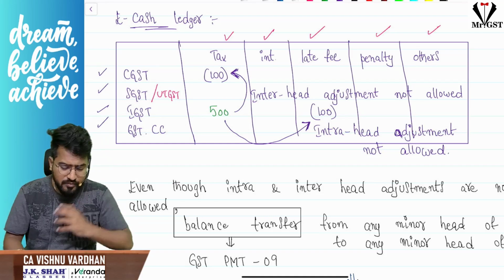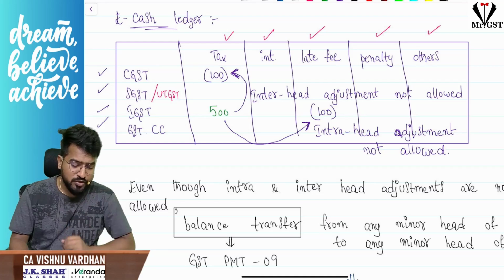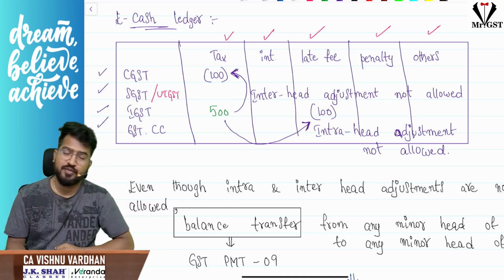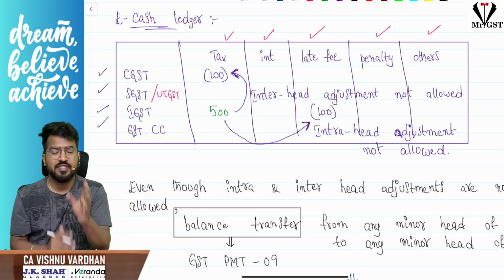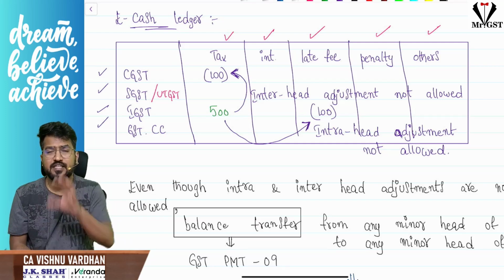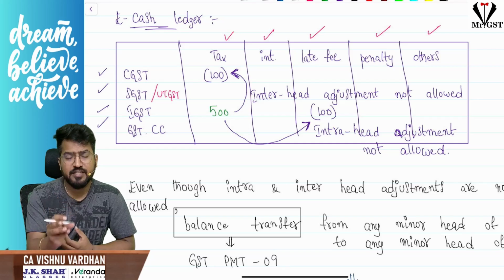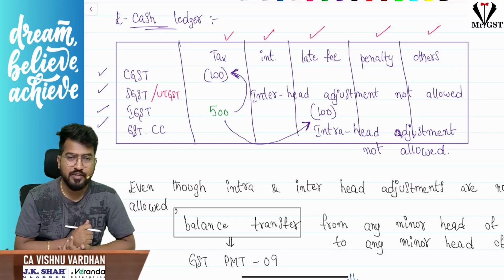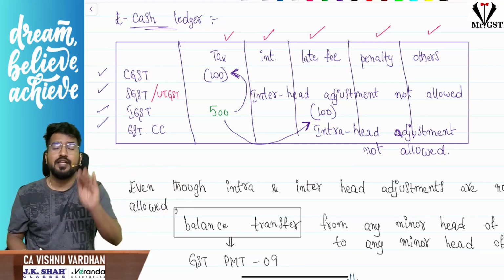These heads we call major heads and minor heads. Suppose you have a liability in CGST tax of 100, but you have money in IGST tax of 500. We cannot use that IGST tax amount for CGST tax. This is not the e-credit ledger, this is the e-cash ledger. If you have a liability in CGST tax, you should also have the cash balance in CGST tax, then only you can set it off.